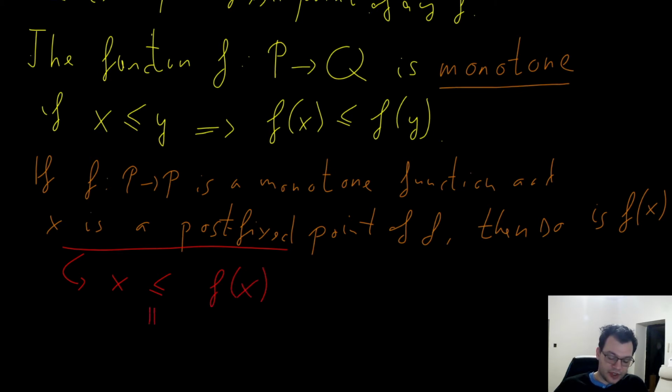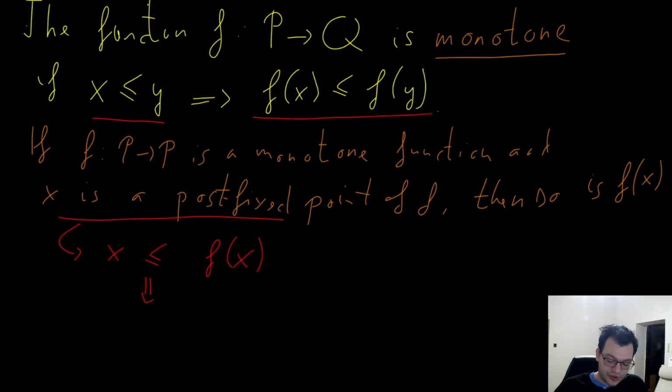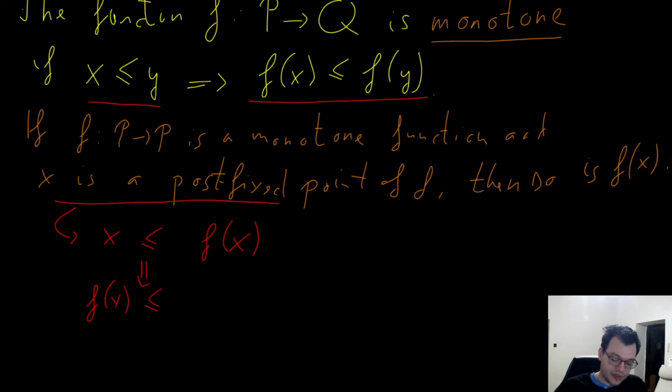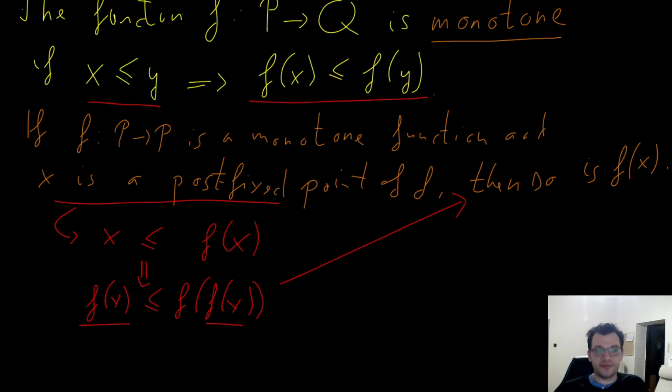And from this we can apply that if x is smaller than or equal to y, then f of x is also smaller than or equal to f of y. So I just apply f on both sides and the relationship will be preserved. This is exactly the statement that f of x is smaller than or equal to f of f of x. So if f is monotone and x is a post-fixed point, then f of x is also a post-fixed point, and then f of f of x is also a post-fixed point, and so on. So f will just make a chain of post-fixed points if you just iterate it.